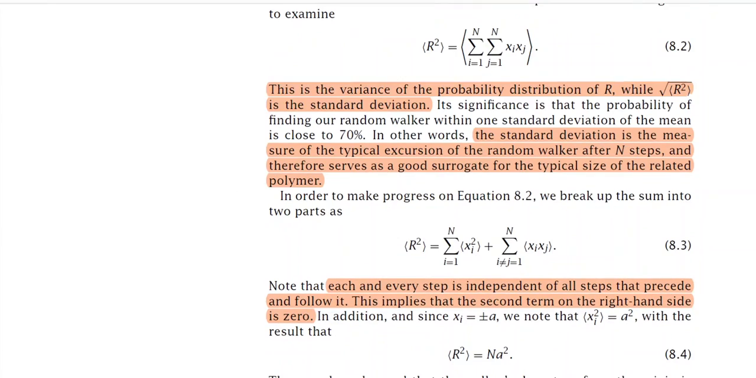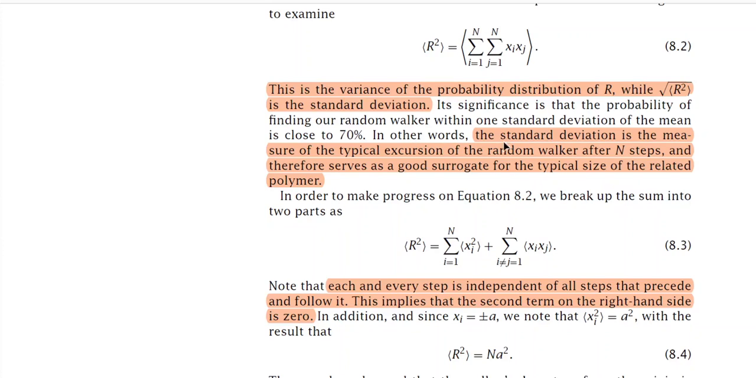So basically this equation 8.2 is the variance of the probability distribution of r. This particular formula is known as the variance of the probability distribution of r, while root over r square is known as the standard deviation. The significance of the standard deviation is that the probability of finding our random worker within one standard deviation of the mean is close to 70%. We have read this particular definition of the standard deviation in our statistical mechanics.